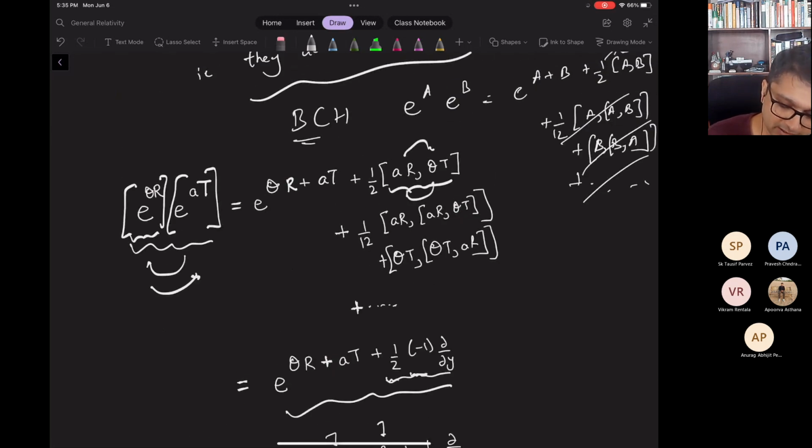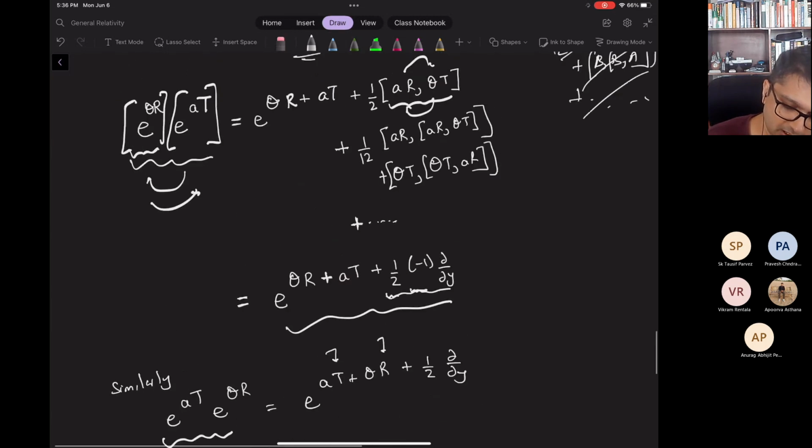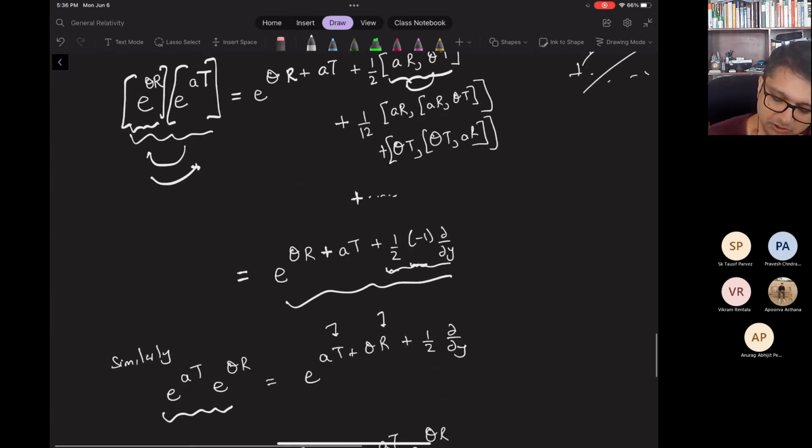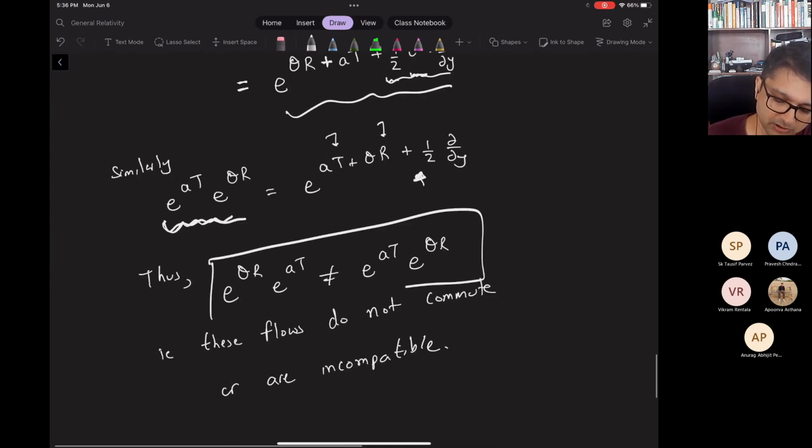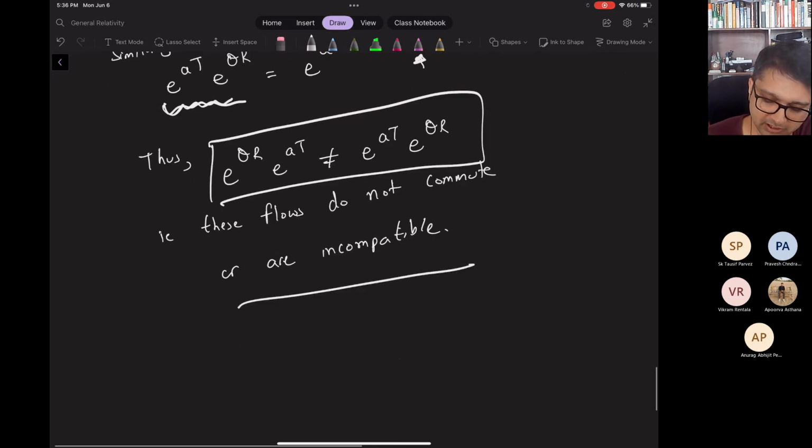And the fact that they don't commute, and also we've seen if you change the order of those two, then you basically get an extra minus sign. The Lie bracket picks up an extra minus sign. So these two operations are not the same. So this order of doing operations is not the same as this order of doing the operations. These two don't commute, and these flows don't commute, or they're incompatible flows.